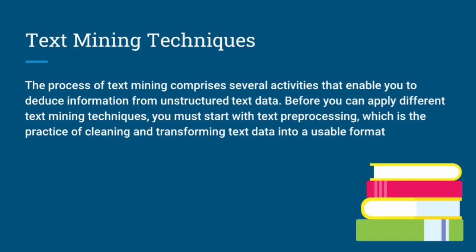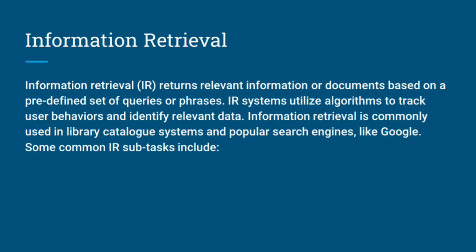Text mining techniques. The process of text mining comprises several activities that enable you to deduce information from unstructured text data. Before you can apply different text mining techniques, you must start with text pre-processing, which is the practice of cleaning and transforming text data into usable format. Information retrieval. Information retrieval returns relevant information or documents based on predefined set of queries or phrases. IR systems utilize algorithms to track user behaviors and identify relevant data. Information retrieval is commonly used in library catalog systems and popular search engines like Google.